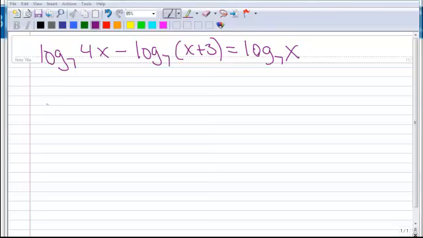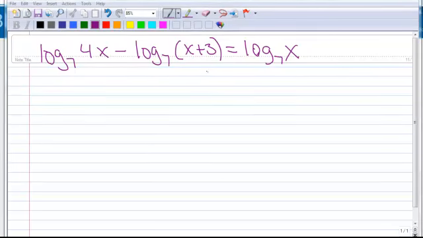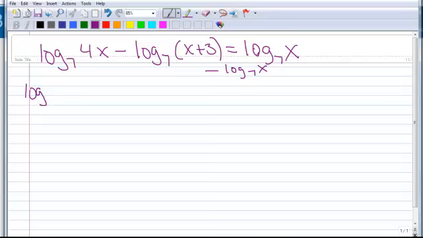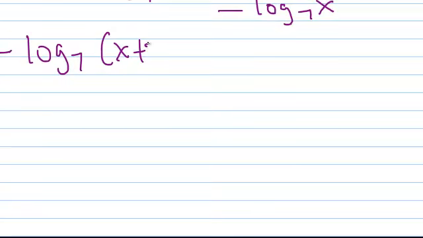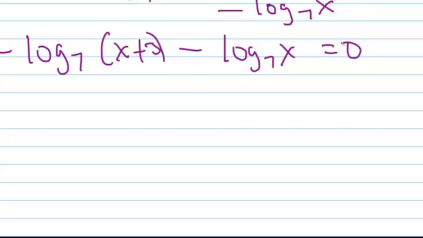All right, we're going to solve this equation using our log properties. So let's start here. There are many different ways to do this, and I'm just going to illustrate one of the ways. I'm going to get all my log terms on one side, so let's subtract log of x. And of course, this is all to base 7. So now I've got the log of 4x minus the log of x plus 3 minus the log of x, and this all equals 0.